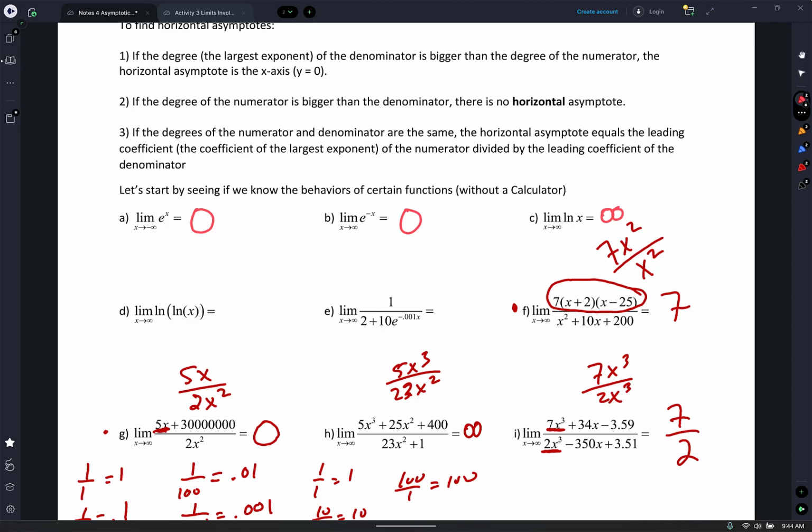Are we okay so far? All right, letter D. Limit as x approaches infinity of ln of ln x. So remember, as x approaches infinity, ln of x is already approaching infinity very slowly. So this is just getting larger and larger very slowly, and it's ln of that. So it's growing even slower, but am I still approaching infinity? Yes, just very slowly. But you're still approaching infinity. Yay or nay?